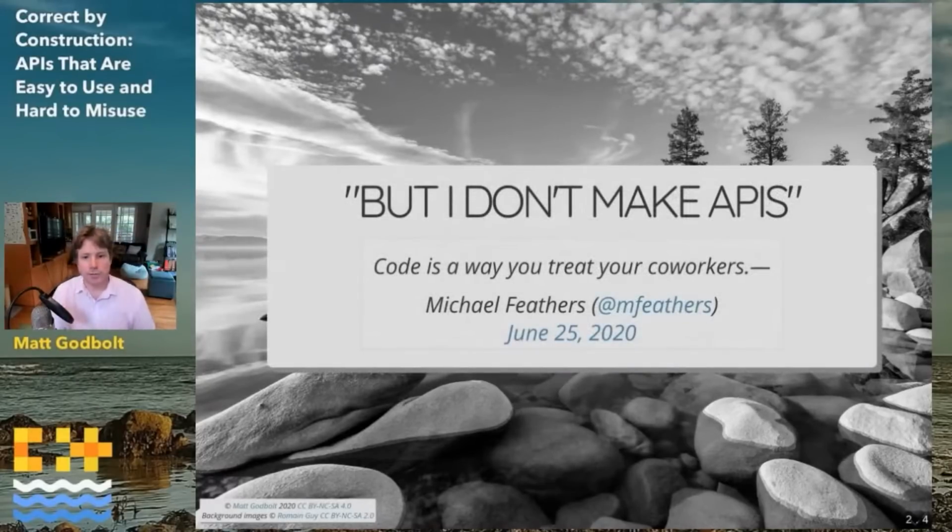You might be thinking to yourself, I don't make APIs. But we all make APIs. Every piece of code we write is an API to something. And this tweet, I think, captures what I think about coding, which is that code is a way that you treat your coworkers. This is Michael Feathers, who tweeted this out a few weeks back. It really struck a chord with me, especially when you consider that you tomorrow are your own coworker today. So if you can make something easy for yourself to use, you'll thank your past self in the future.